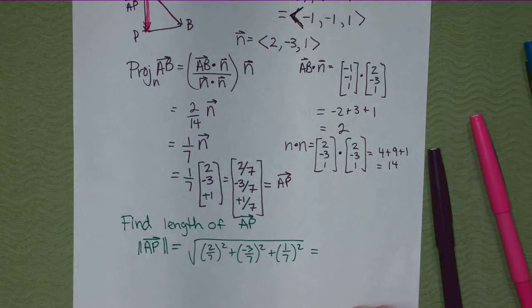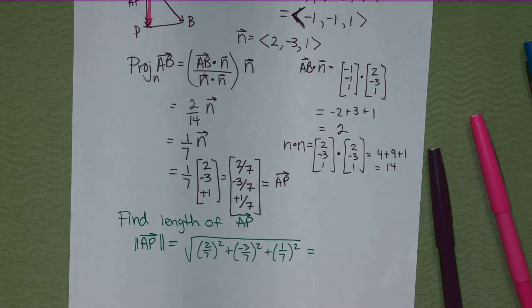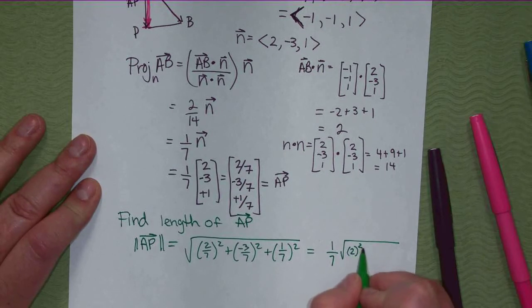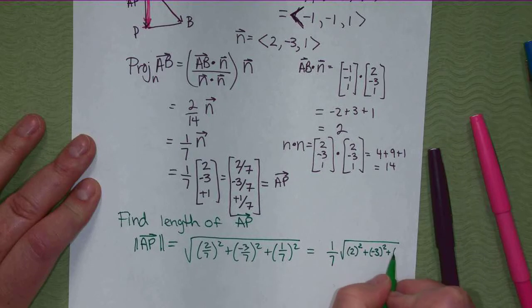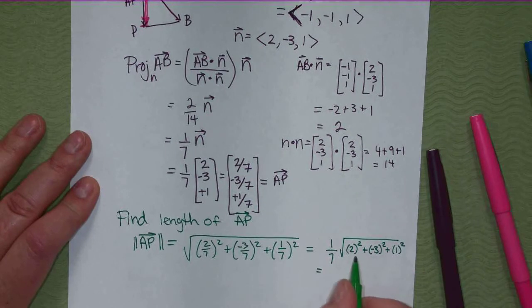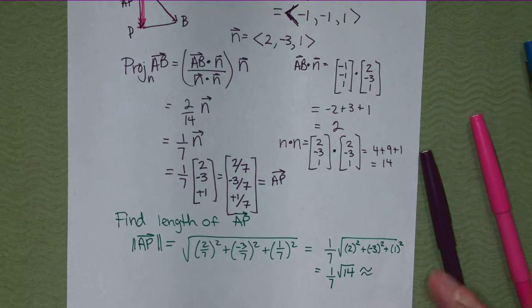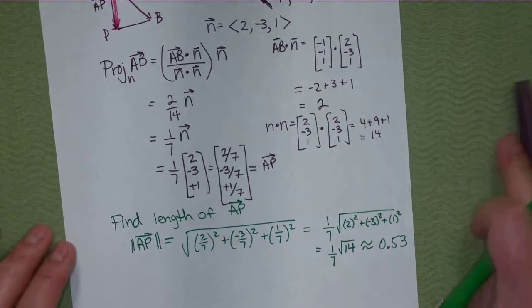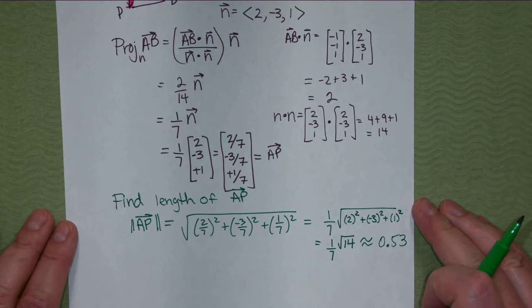So again, they're all over 7, right? Common denominator, so we can actually pull that 1 over 7 out to the front. So 1 over 7, and we're left with the square root of 2 squared plus a negative 3 squared plus 1 squared. 4, 9, and 1. So around 0.53. Okay.